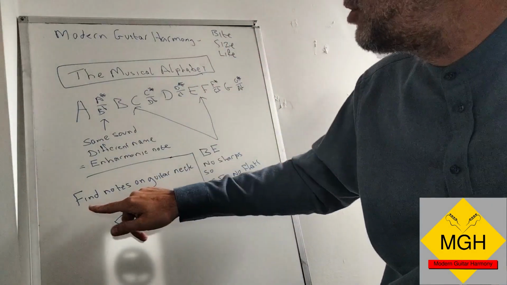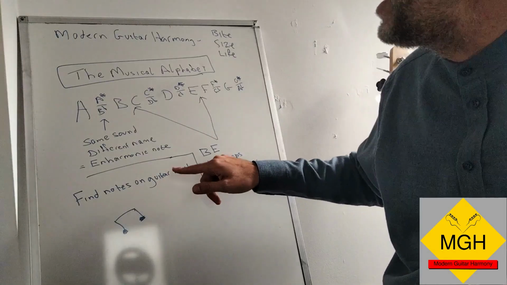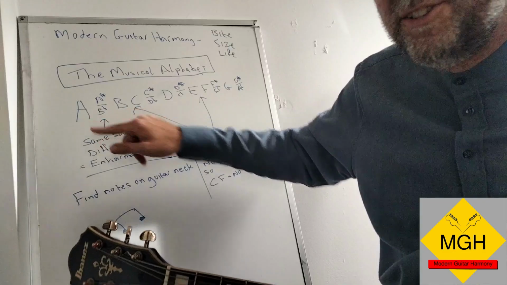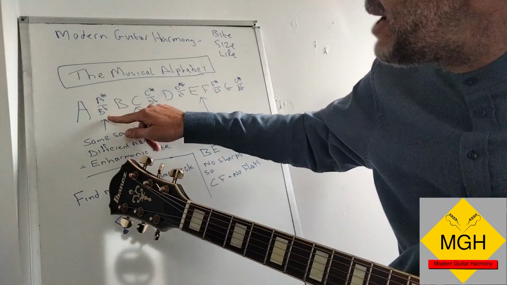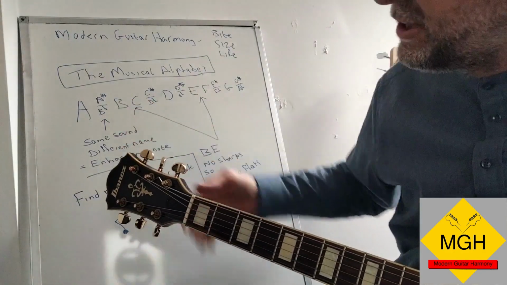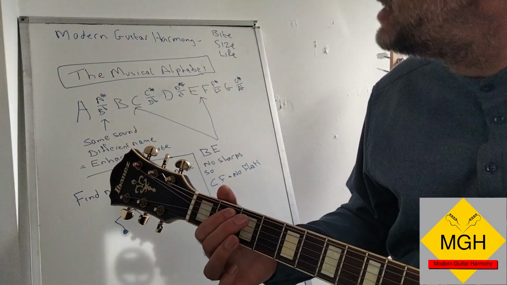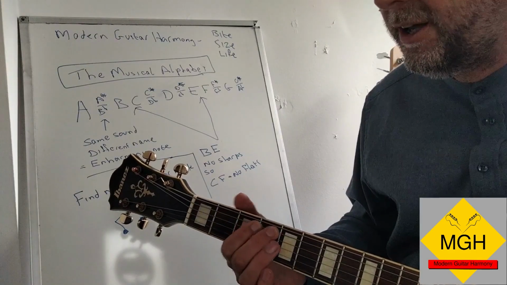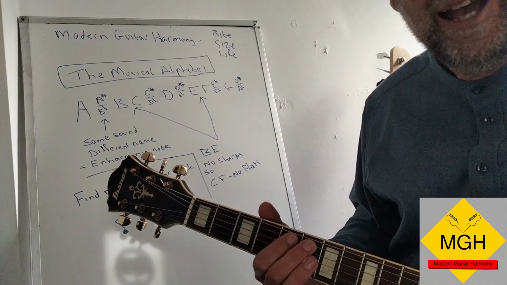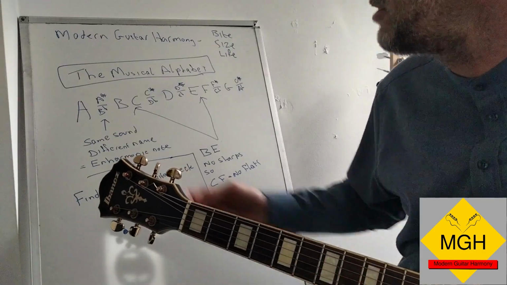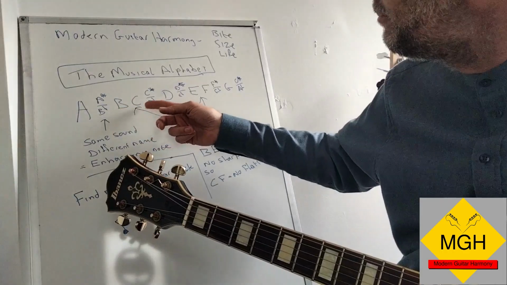The second part is to find the notes on the guitar neck. So starting with our open A string, A is our open string, A sharp and B flat would be our first fret. The next note is B, so B would be the second fret, C would be the third fret, C sharp and D flat, 4, D the 5th fret, D sharp or E flat, the 6th fret, E the 7th fret, etc., etc. So you're just following along bit by bit.